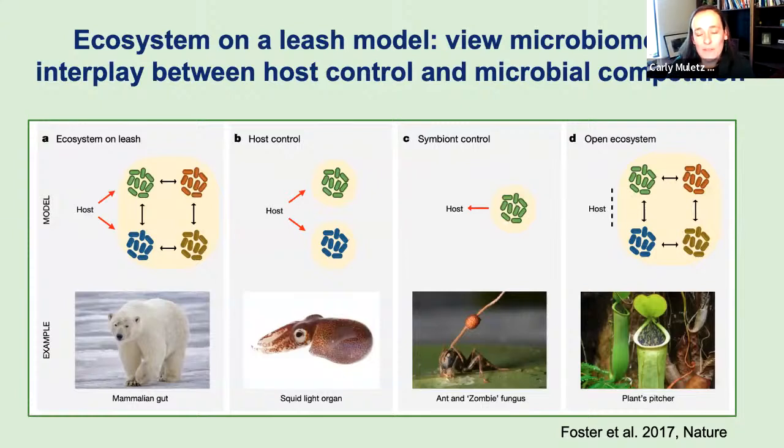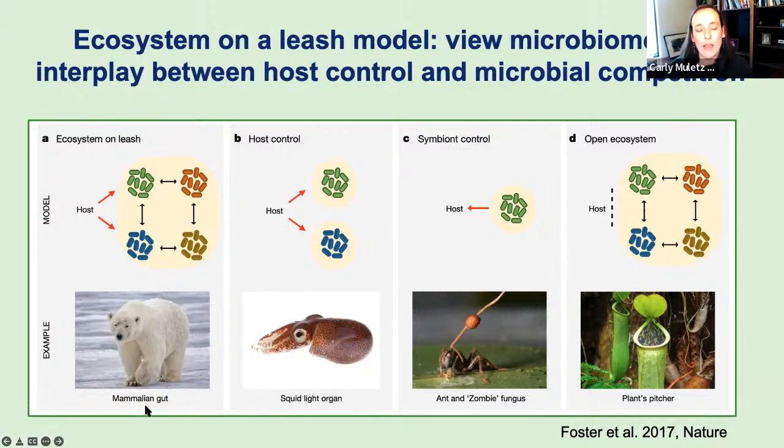And one of my favorite papers to think about what's controlling diversity in a host-associated microbial community is the ecosystem on a leash model that was proposed by Foster et al. in Nature in 2017. And what they proposed is we should view microbiomes as an interplay between host control and microbial competition.